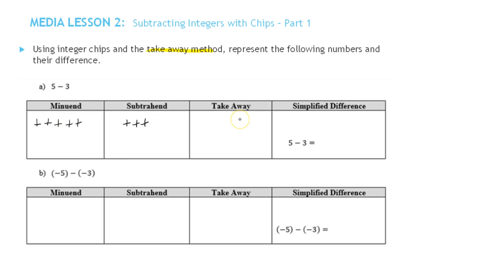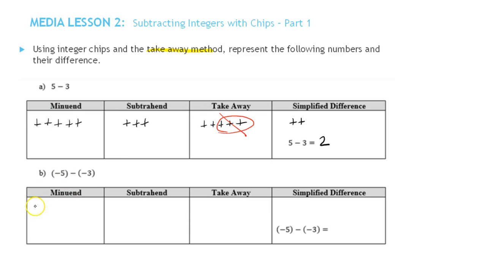So let's show how we're going to take them away. We're going to start with the original number, and now we're going to circle what we're taking away, which would be 3. And what remains, the simplified difference, is positive 2. So 5 minus 3 equals 2. Let's look at the next one.